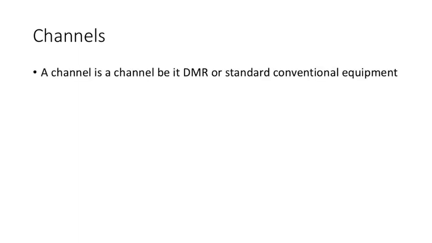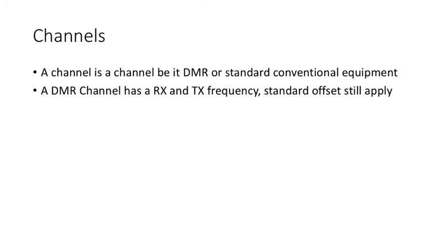Channels. Channels in DMR are just like channels in the analog world, okay? A channel is a channel, be it DMR or standard conventional equipment. A DMR channel has a receive frequency and a transmit frequency. Standard offset applies. In the UHF or 440, it's going to be 5 megahertz. VHF, it's still going to be your standard 600 kilohertz or 0.600 megahertz offset. Okay.